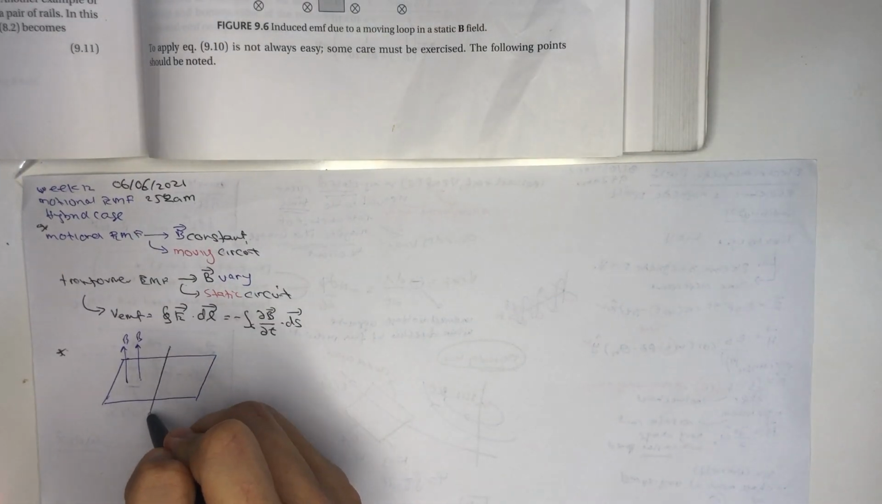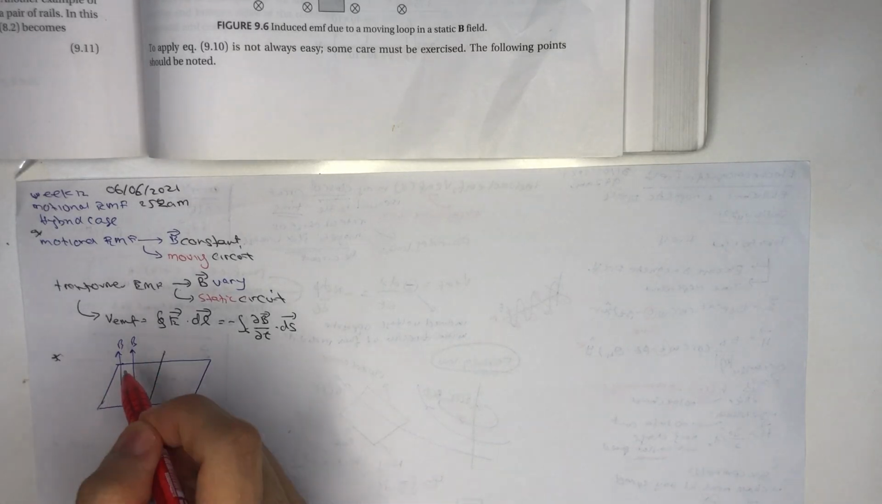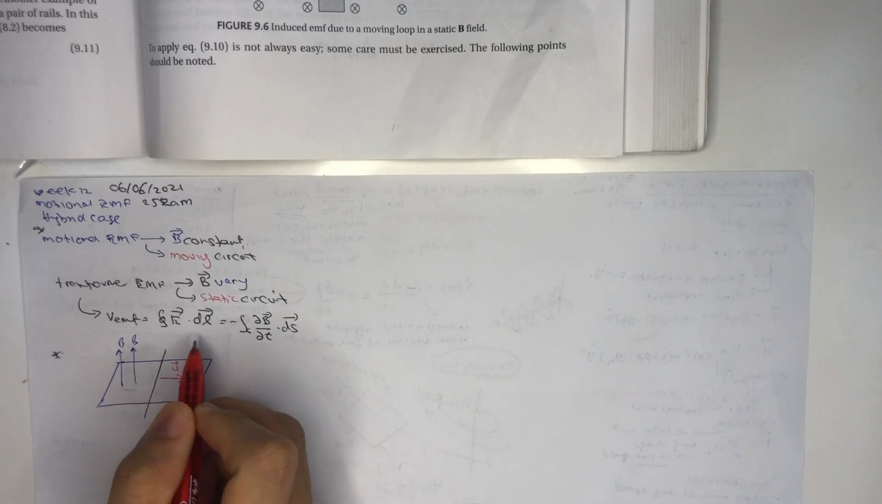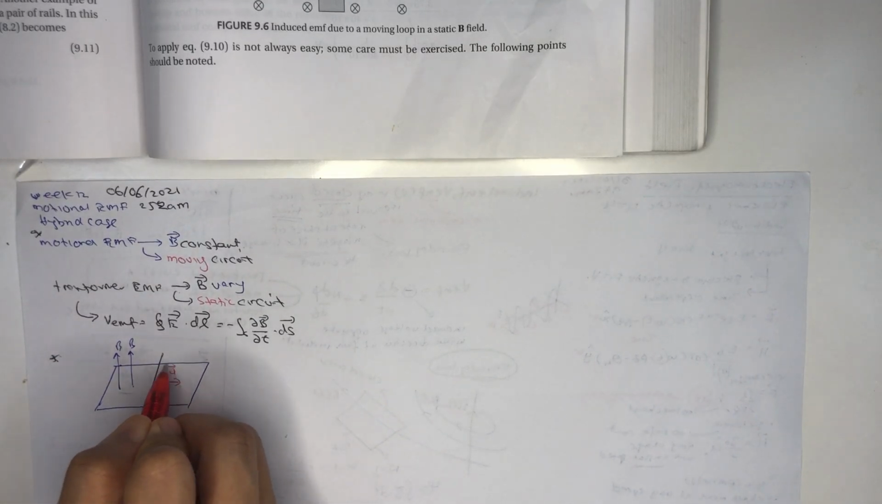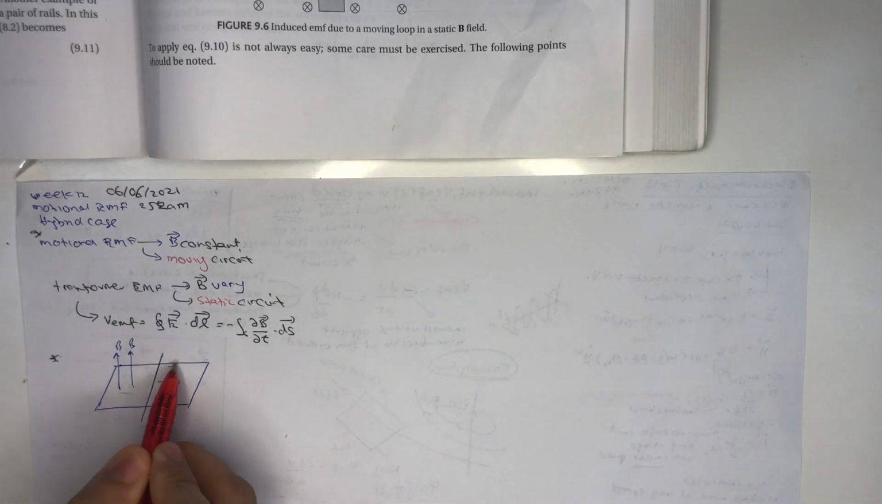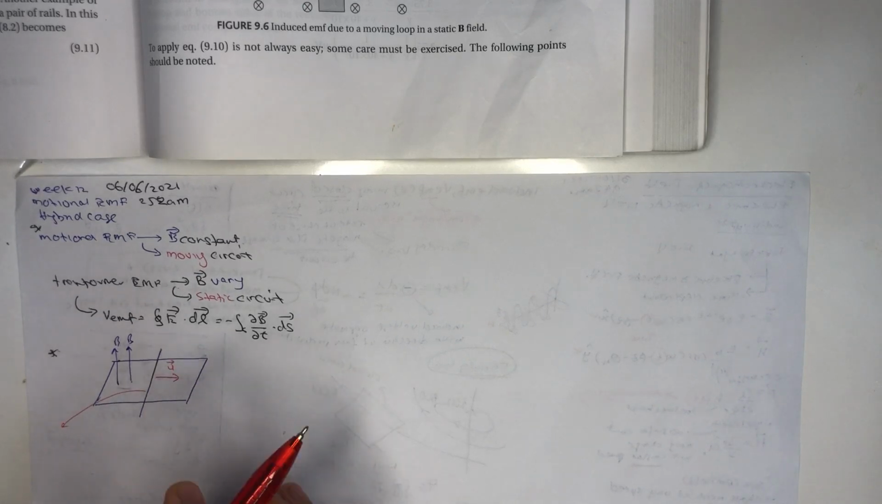Then you have a rod here, and this is your B field. The rod will move at a certain speed, and you will also have a magnetic force, Fm. Of course, it is a vector. So this is a magnetic force.